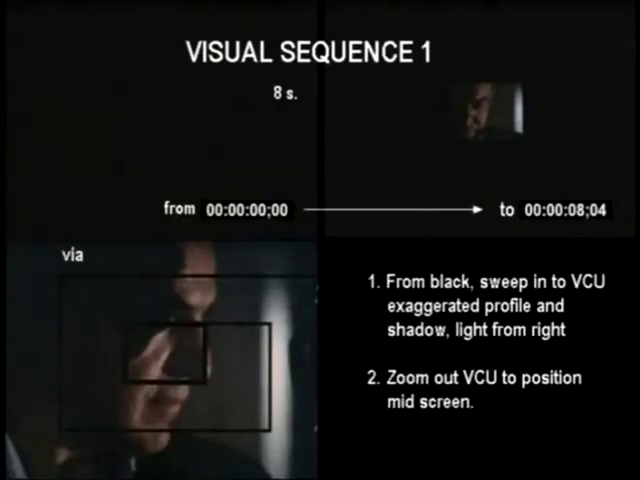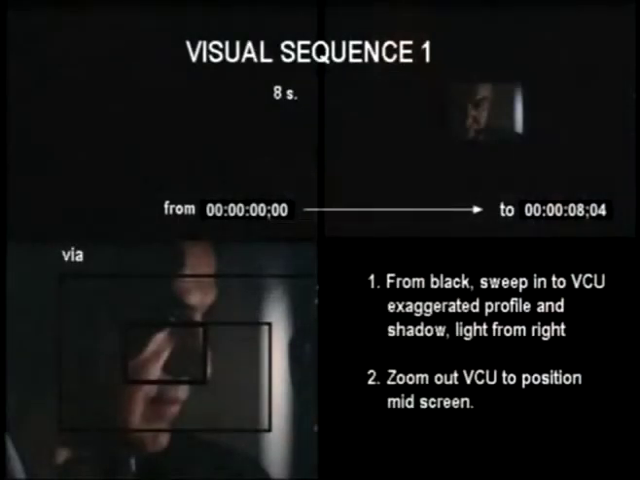Visual sequence 1, 8 seconds. It takes you from black via a sweep-in, rectangular formed sweep-in, to a very close-up of a man whose profile is exaggerated and whose shadow is exaggerated with light streaming in from a window on the right. It then zooms out, the same very close-up, to a position mid-screen.